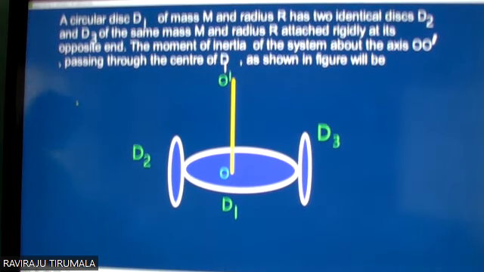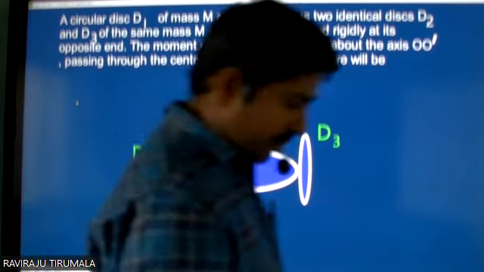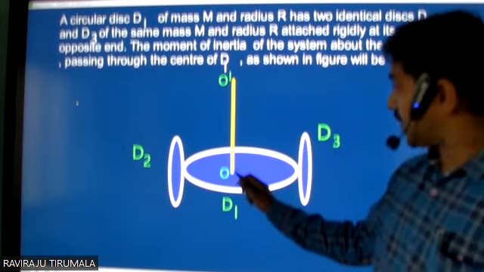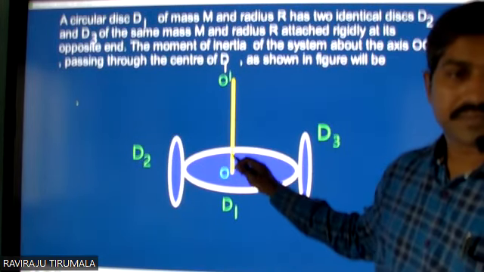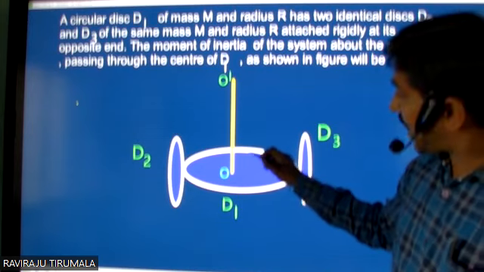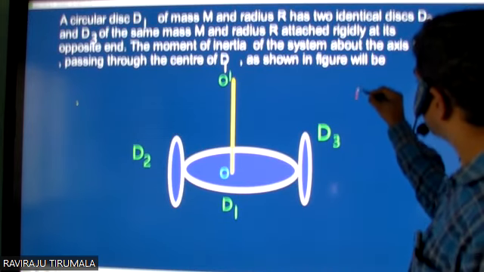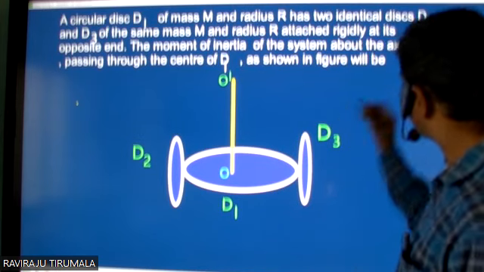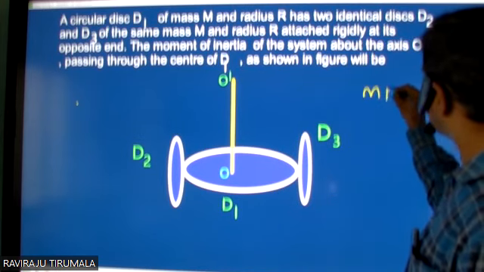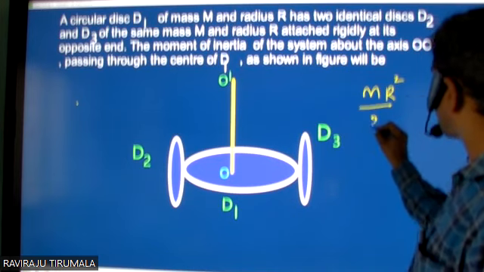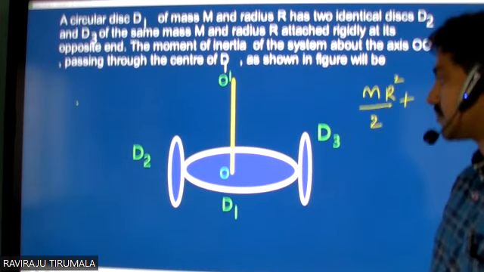How many discs are given here? 3 are given, na? About which axis are they asking us to calculate? O dash. See, for the first and middle one, how is the axis? It is passing through the center and perpendicular to the disc only, na? That means what is the formula? The formula for a disc is mr square by 2 plus.